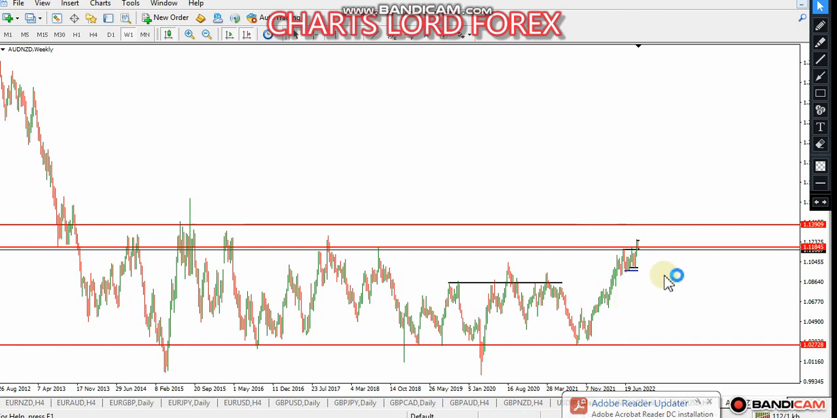And if that's the case, you always want to watch for your price action around a major area like this.